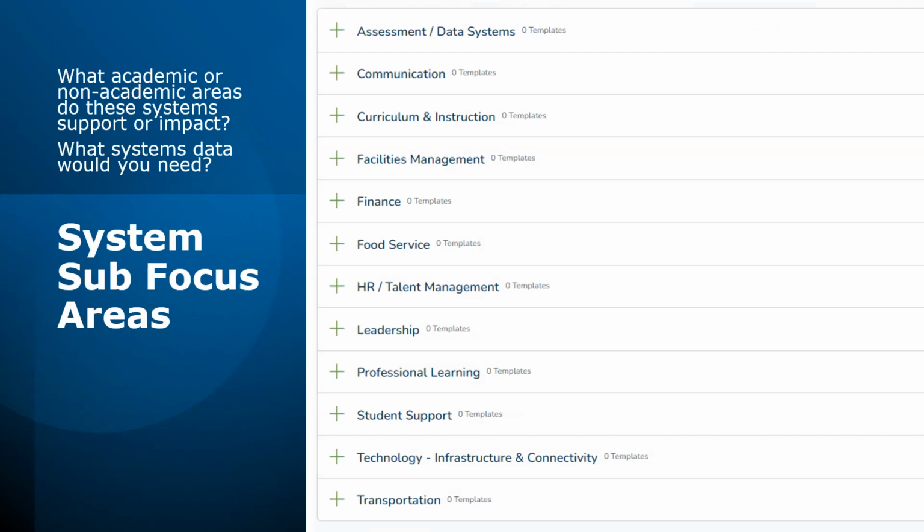This slide illustrates the various sub-focus areas under systems. What academic or non-academic areas on which you are currently focusing as separate goals might be combined into one of these areas?